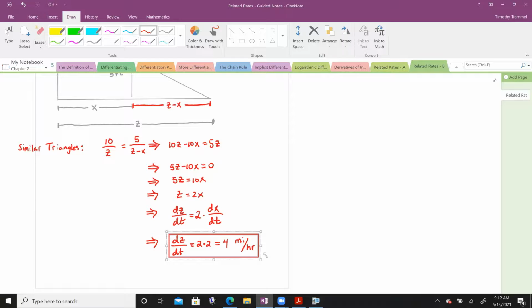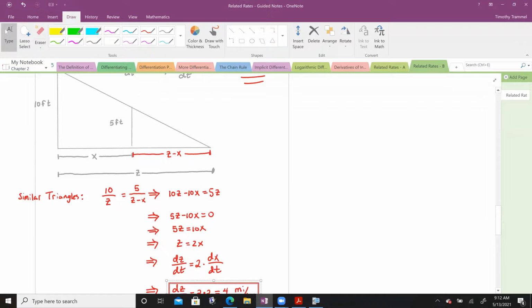I'm just a little confused why, if the man is walking 2 miles per hour, his shadow wouldn't be moving at the same rate as the man? Like when I first read this, I was like, isn't the answer just going to be 2? Yeah, so the thing is, how do I want to say this?